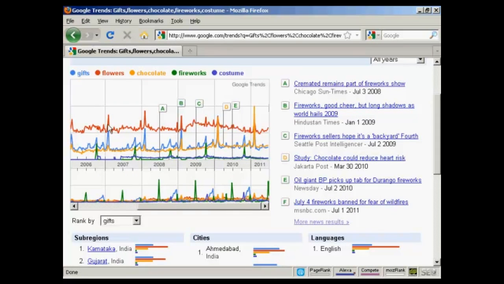that the pattern for flowers, it goes up a bit at the beginning of every year, as do gifts. But also you notice here that fireworks tends to peak around the end of the year, when people buy fireworks for Diwali, as do chocolate. That's the beginning of the year as well, and so on. So you can use this data to tailor product launches or to tailor campaigns aimed at specific markets at specific times of the year.